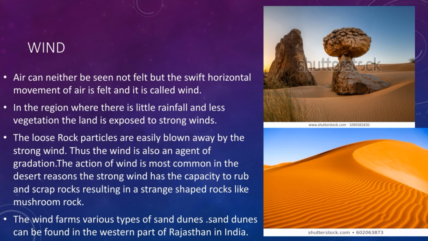The second picture is related to how the wind forms various types of sand dunes. Sand dunes can be found in the western part of Rajasthan in India. It means sand dunes are made in sand areas.